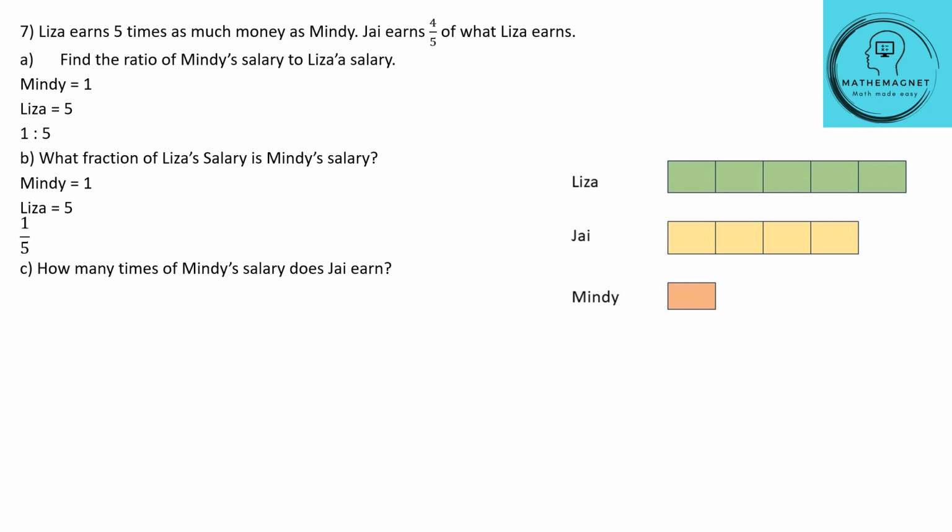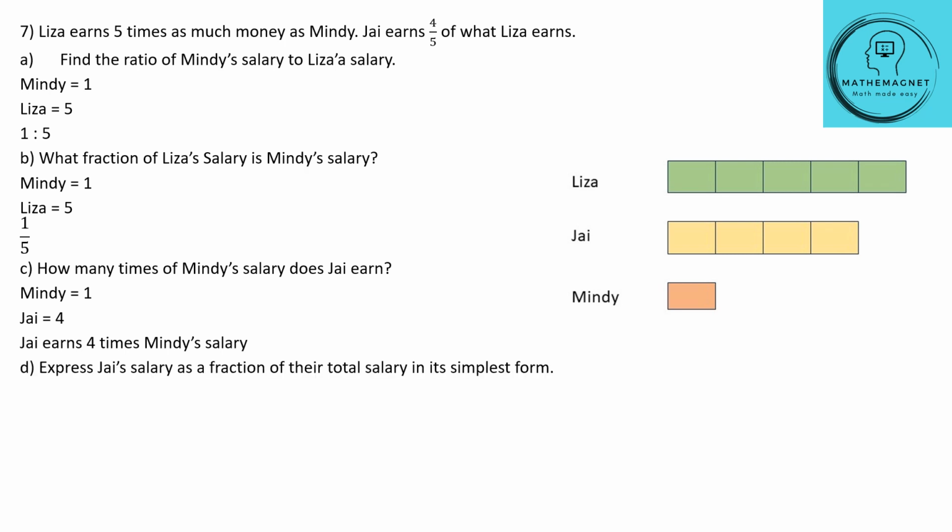Question C. How many times Mindy's salary does Jay earn? So Mindy is 1 unit and Jay is 4 units. So we know Jay earns 4 times Mindy's salary.